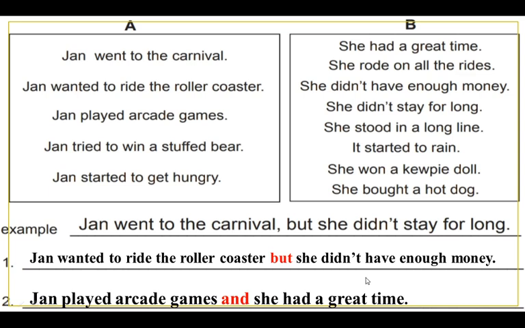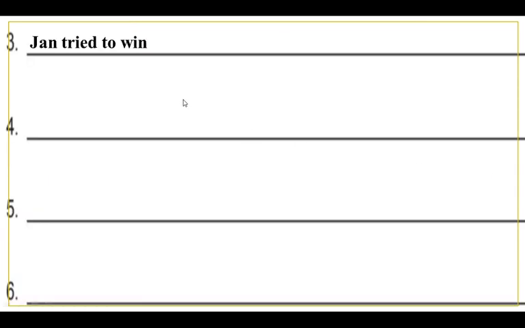Next one, number three. Okay, number three, we will choose the fourth sentence from the box A. Jen tried to win a stuffed bear. So now choose the answer from the box B. So number three will be, Jen tried to win a stuffed bear, but she won a cute pie doll. Okay, so means that Jen berusaha untuk memenangi teddy bear, tetapi dia dapat anak patung. So instead of the same idea, it is different ideas over here. So we use the conjunction but.